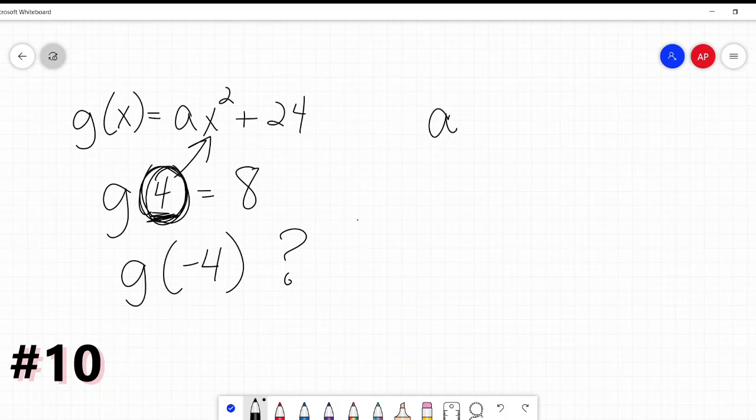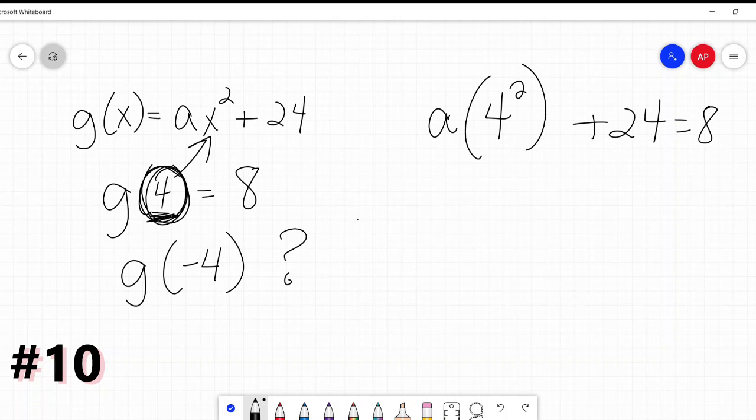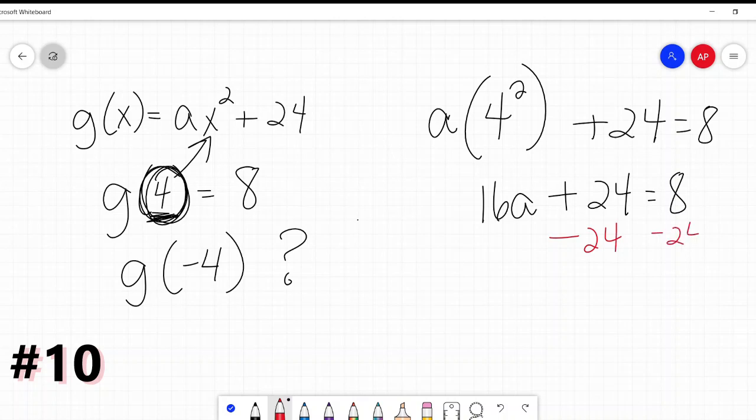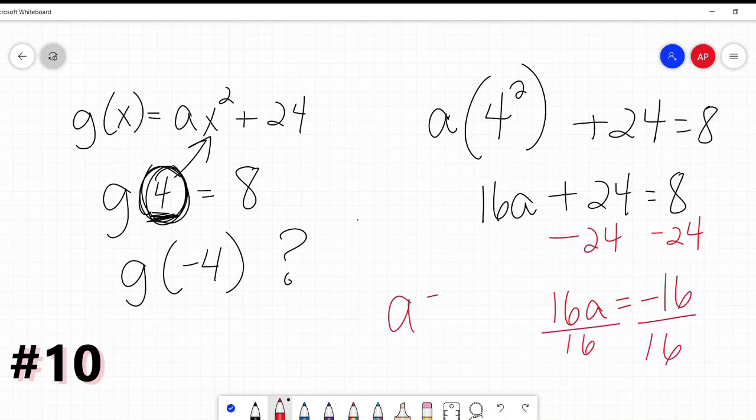There was a constant. It was multiplied by 4 squared. There's my 4 putting in. And then 24 was added and I got 8. 4 squared is 16, so 16 times this constant plus 24 equals 8. Now this is a pretty straightforward algebraic expression. I'm going to subtract 24 from both sides, and I get 16 times a equals negative 16. Divide both sides by 16. A equals negative 1.